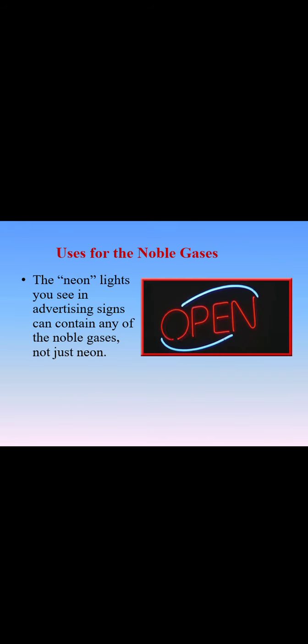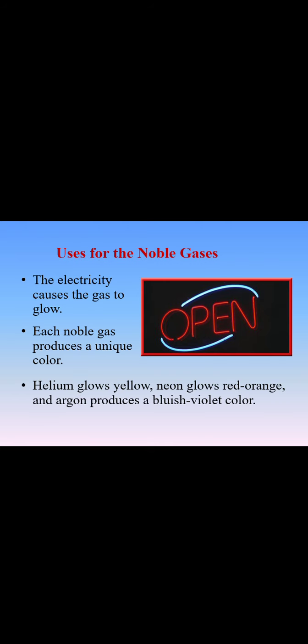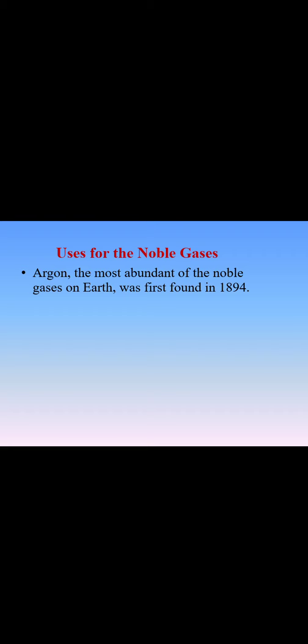The neon lights you see in advertisement signs can contain any of the noble gases, not just neon. Electricity is passed through the glass tubes that make up the sign. The electricity causes the gas to glow. Each noble gas produces a unique color. Helium glows yellow, neon glows red-orange, and argon produces a bluish-violet color. Argon, the most abundant of the noble gases on Earth, was first found in 1894.